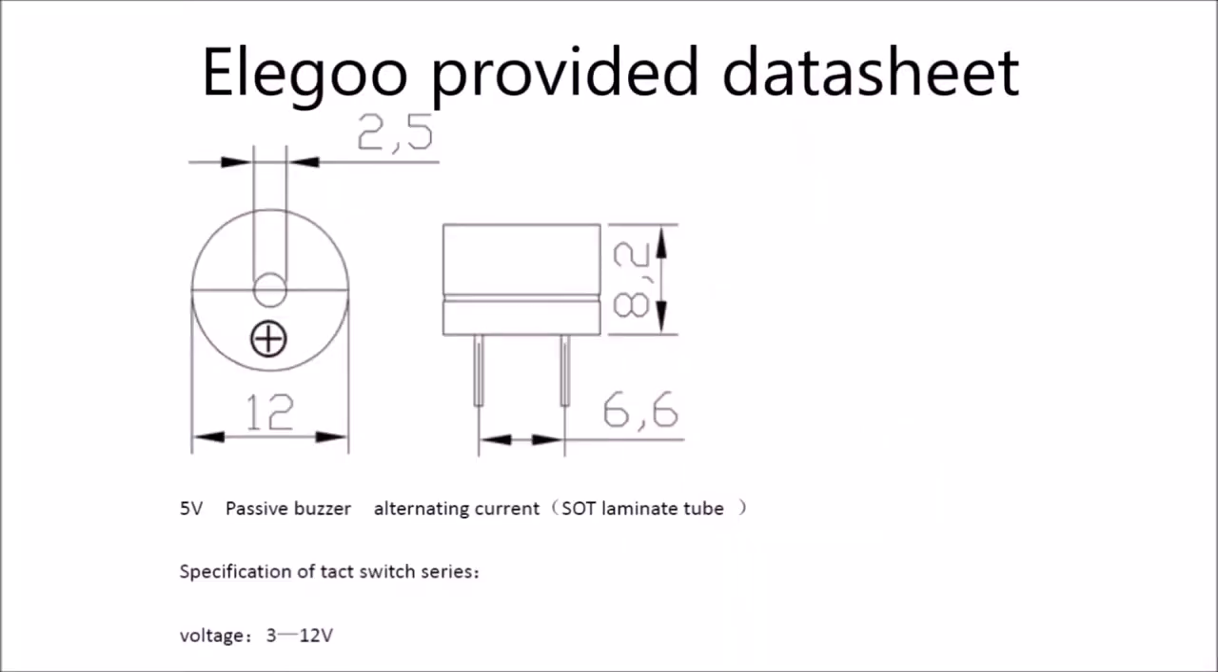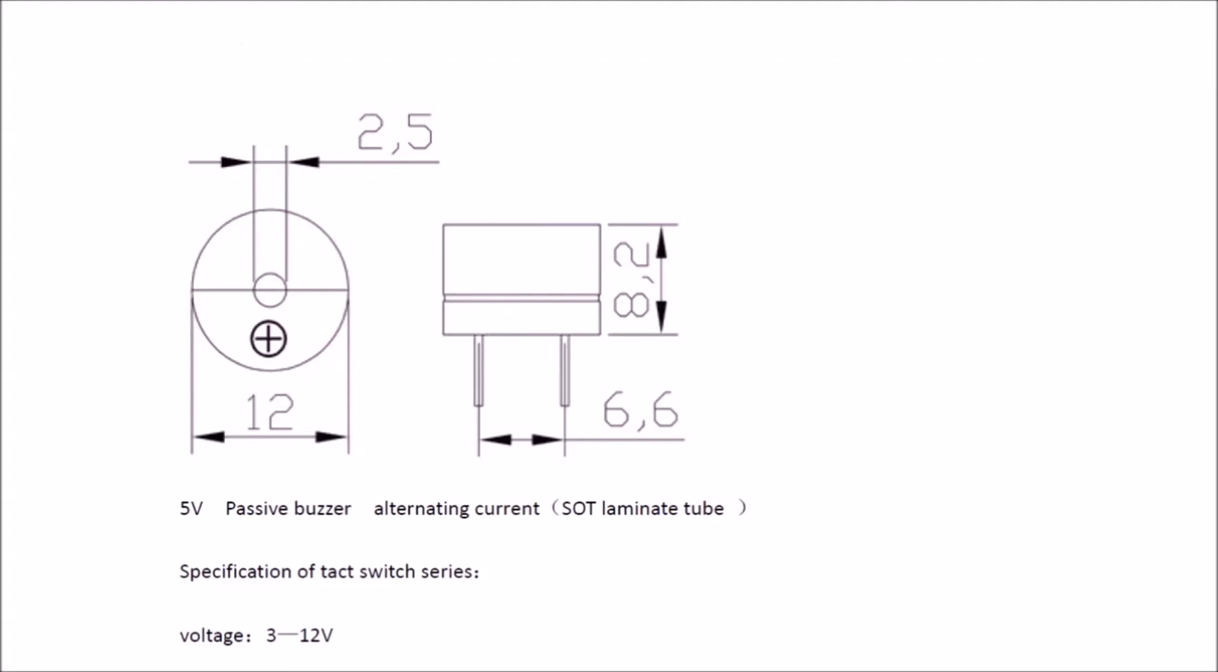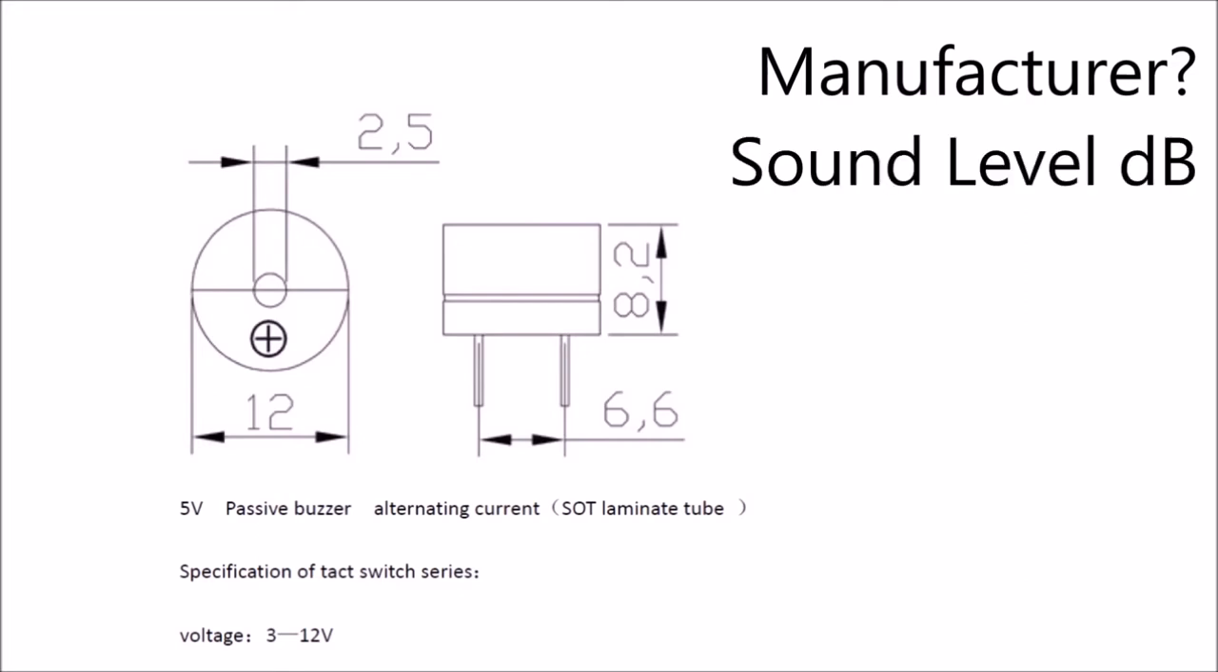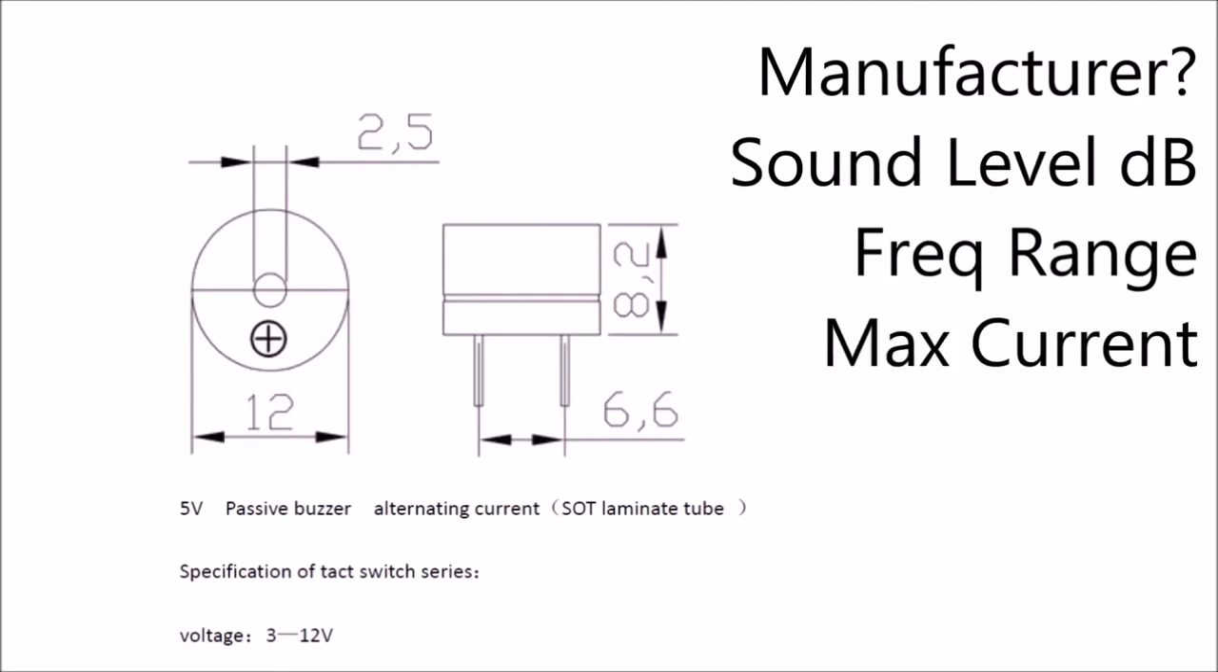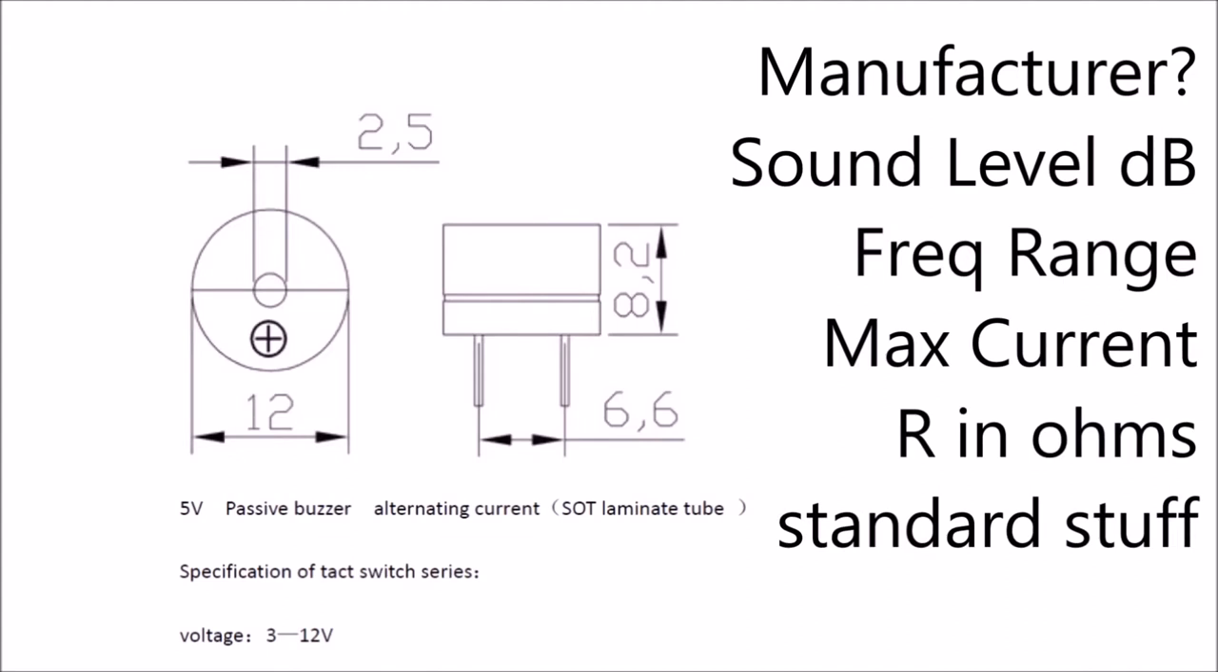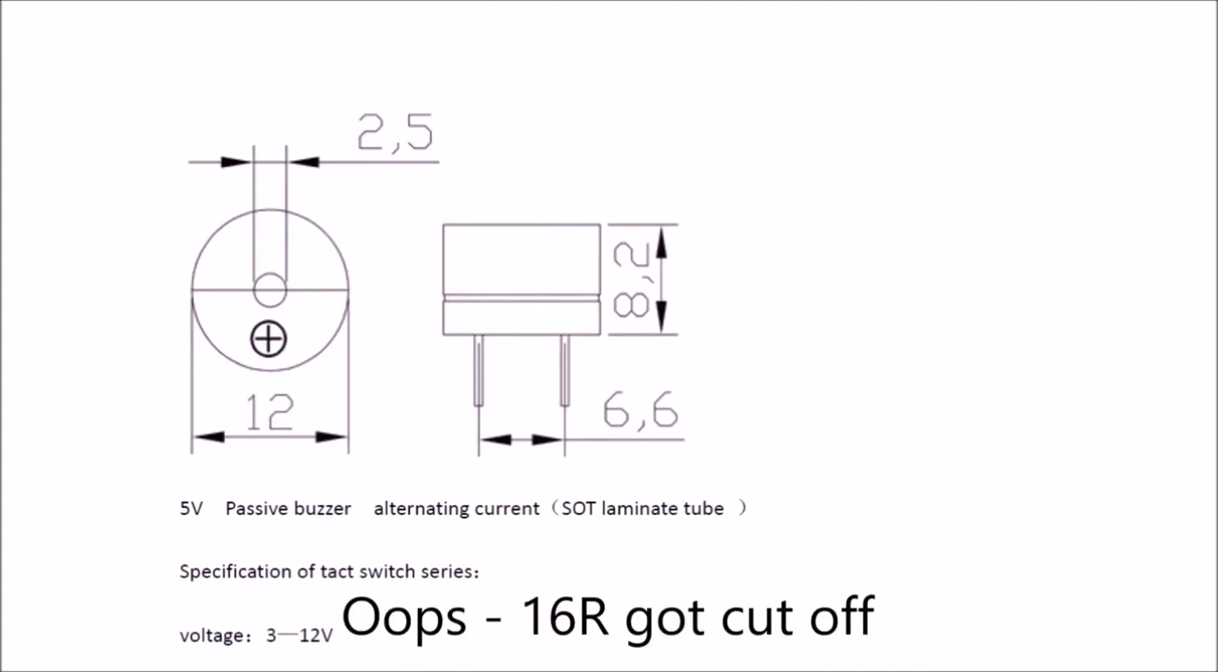If we take a look at the provided passive buzzer datasheet, we see not much. Darn, I need to check these things a little closer in the future. I'd like to see a manufacturer's name somewhere on this sheet. Perhaps sound level or sound pressure in decibels, a frequency range, maximum current values, maybe the resistance value in ohms, standard stuff you'd see in most data sheets. And what is 16R? I thought perhaps 16 ohms.